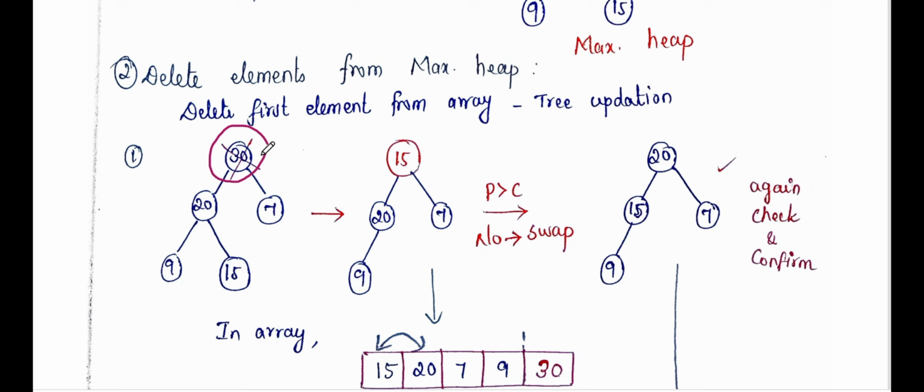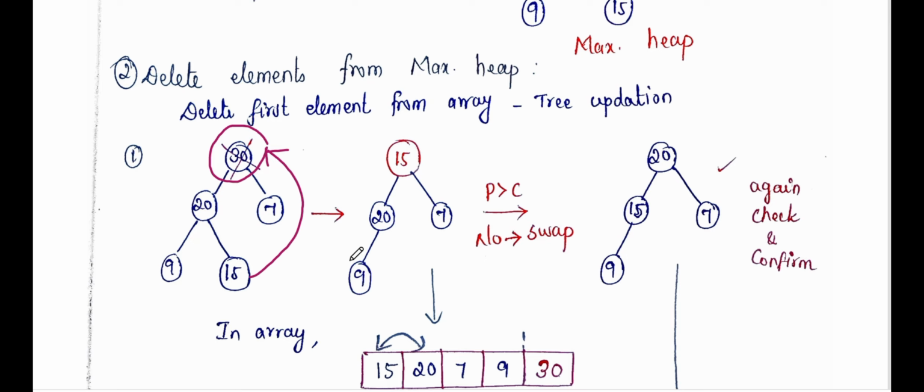Okay, clear? So here we deleted 30. Now this place is empty. Then we add the last element in the tree into this place. So what is the last element here? 15 is the last element, right? Left then right, so 15 is the last, then update this element in this portion. Yeah, so the tree will change like this.